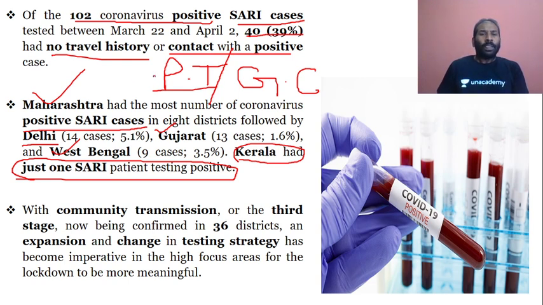Sorry, I'm extremely sorry. Plasma therapy, not theory. So what does the therapy go ahead with? It will take out the plasma from the recovered patient. From the recovered patient, the plasma would be taken out, and in that plasma they will identify the antibodies, and those antibodies will be injected into the severely infected person.